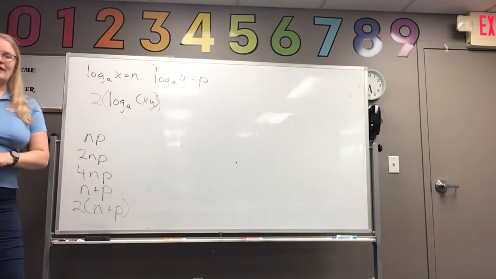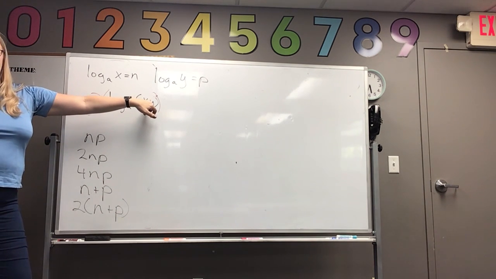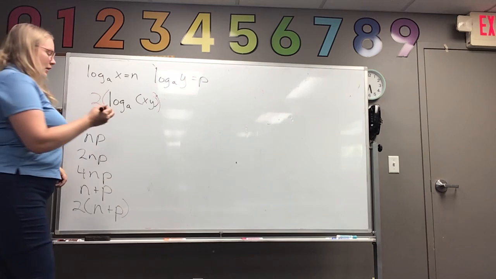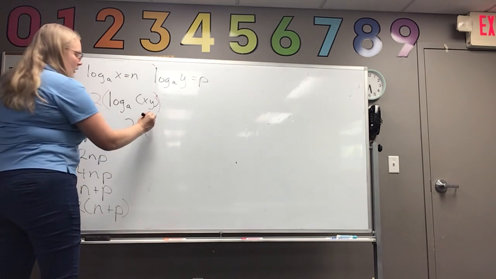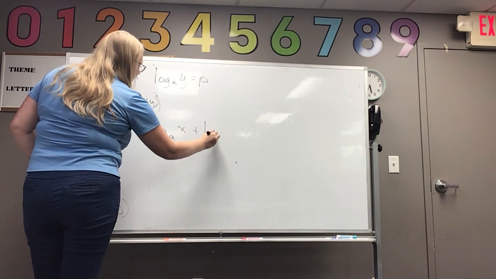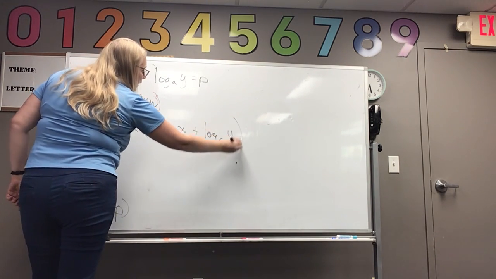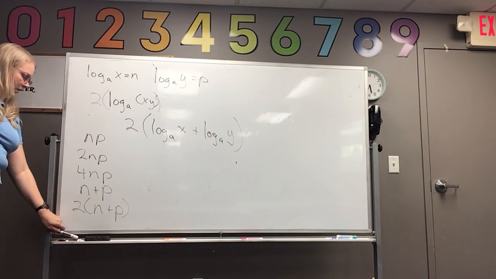What can we do next? Right now you should just be riffing. What can I do? Well, I can break up this multiplication into addition, and so I'm going to have 2 log A of x times y is going to be log A x plus log A y. We've split that multiplication into 2 addition problems.